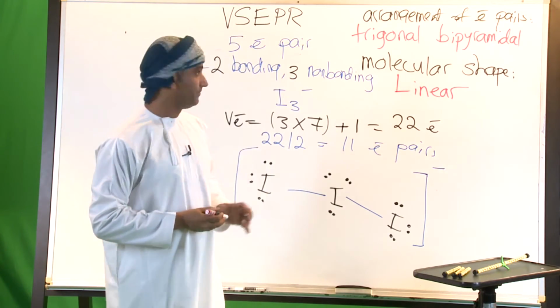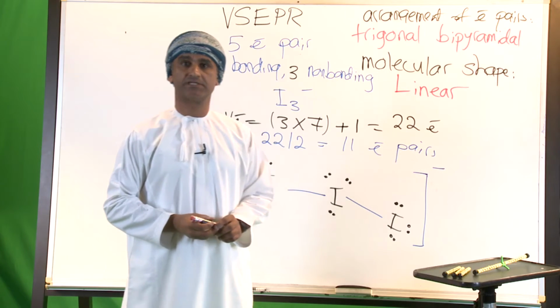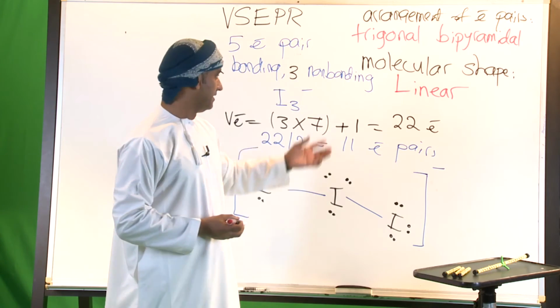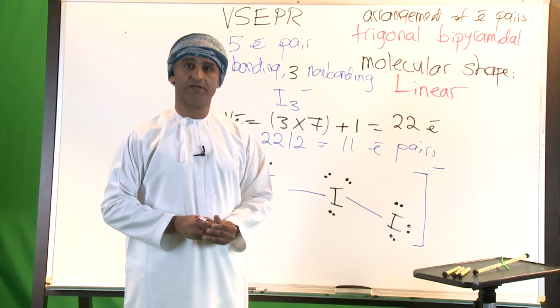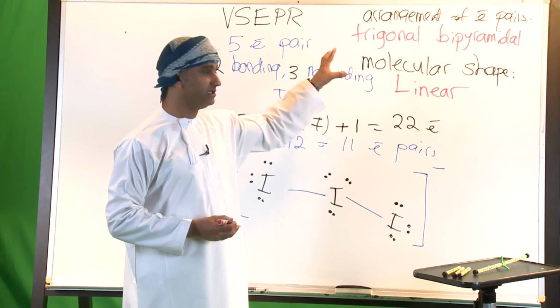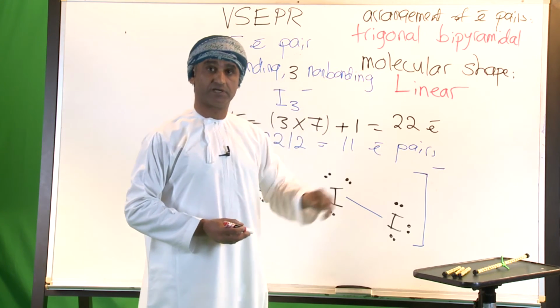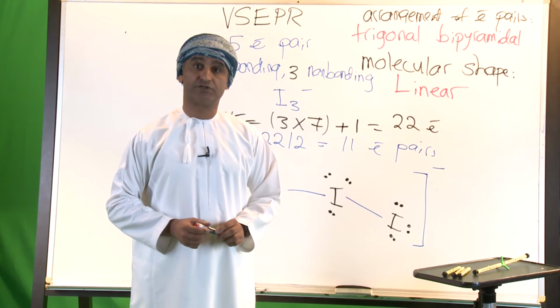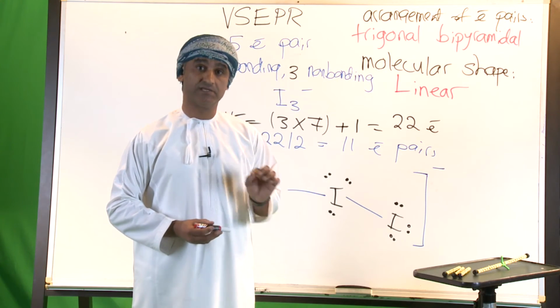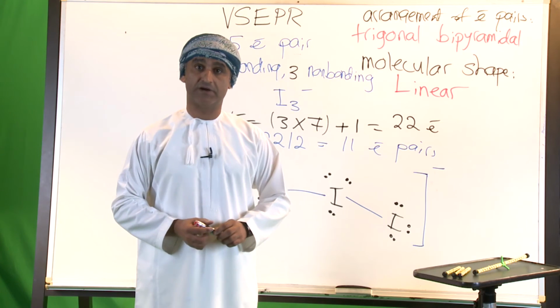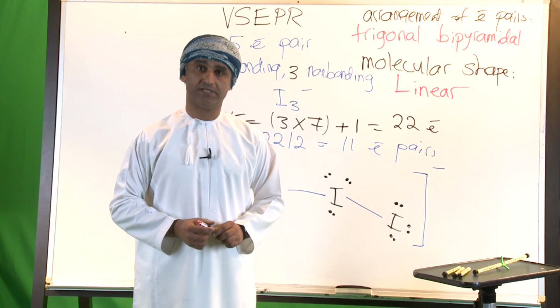In conclusion, in this 5 electron pair case, where 2 of the electron pairs are bonding and 3 of them are non-bonding, as exemplified by the triiodide ion, the orbital shape is still trigonal bipyramidal, whereas the molecular shape is linear to take into account the presence of 3 lone pairs around the central iodine atom.